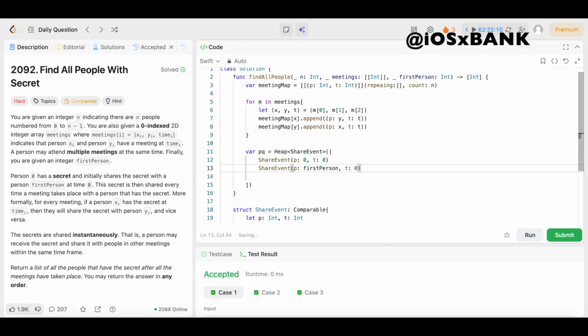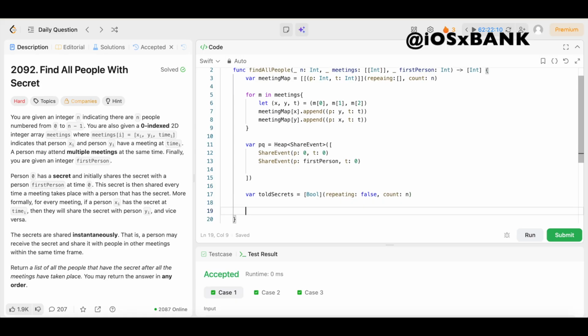Boom. Now we're going to track whether each person has already learned the secret by coming underneath this variable, declaring another variable. We're going to say toldSecrets, and set that equal to an array of booleans. Come outside of that, open up the parentheses. We're going to say repeating colon false, comma count colon n.